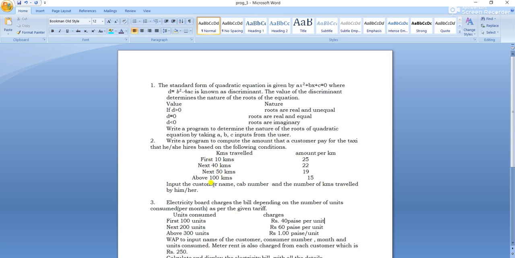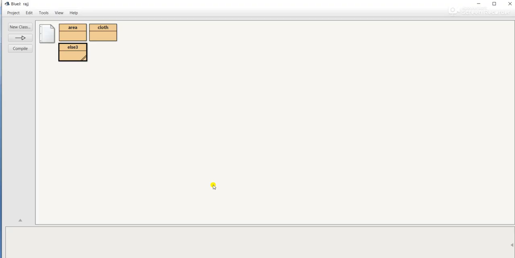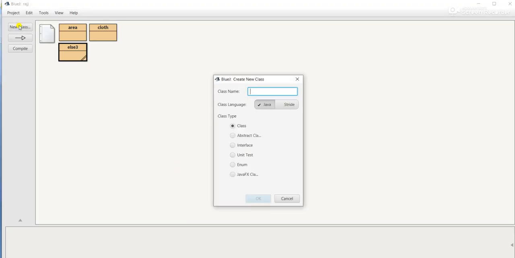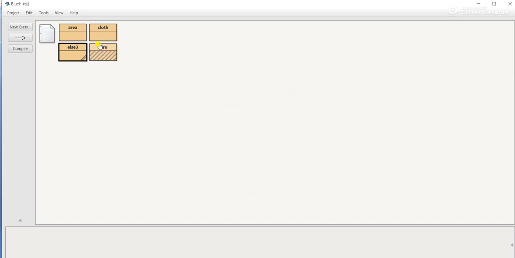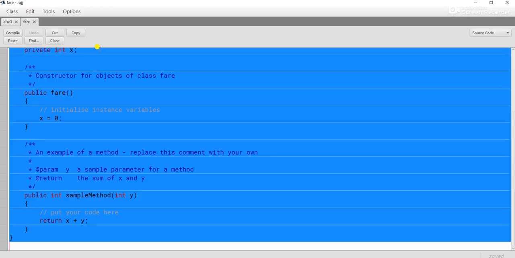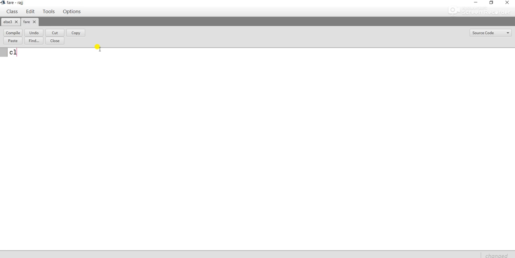Okay, now we go back and open the IDE, that is BlueJ, and create a new class. Class name I'm giving fare. This is the class name, and open the class. Right, now the class name is fare, class fare, and open the class, and I am giving the static function again, static void main.